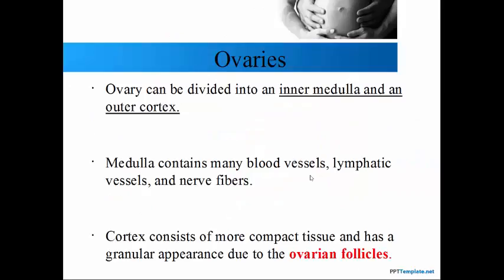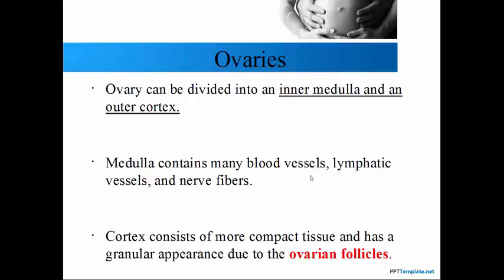The ovaries can be divided in 2 distinct regions, the inner medulla and the outer cortex. Remember, the terms medulla and cortex are not particular for any structure. They are generic terms. Cortex always means the outermost part, and the medulla always means the inner part or the middle part. And we saw this with the kidneys, for example.